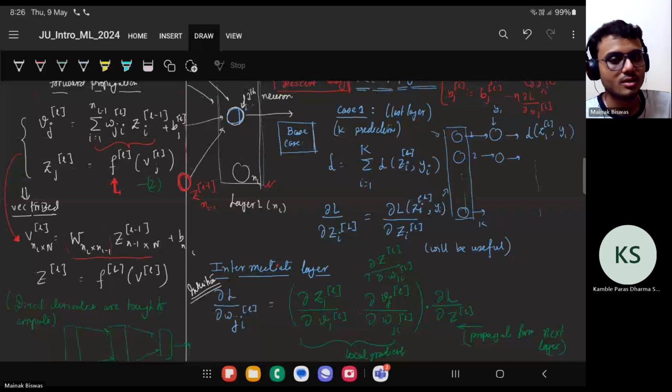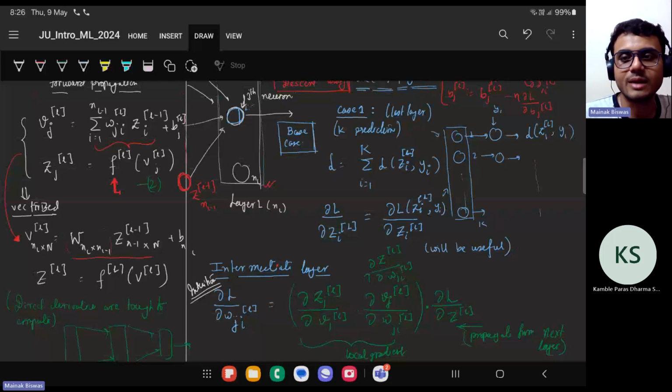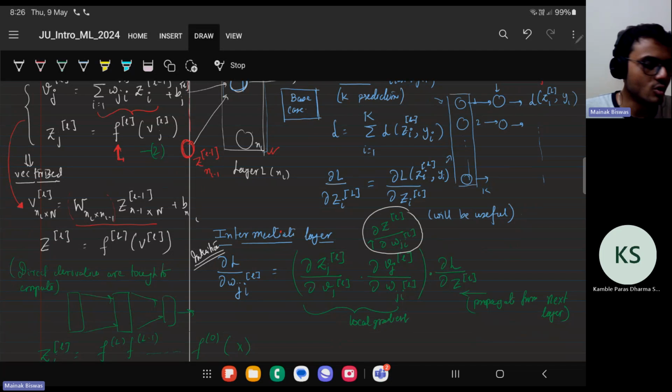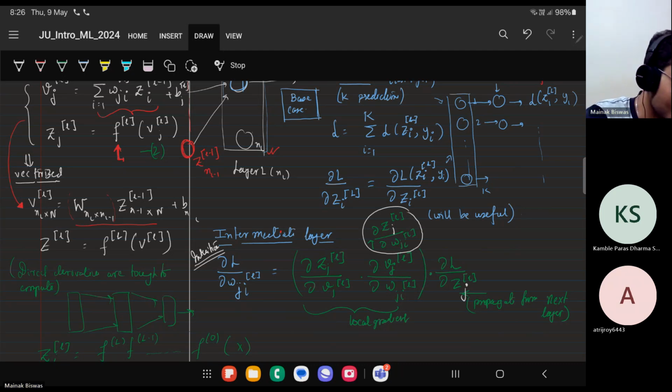Yeah. So the idea is, once you'll be able to get these values, this is nothing but dz dw ji, you will be able to use the next layer's output directly, because that's what you'll be transferring to this, and simply use that to get the derivative of the wji. But the only problem we are seeing is we need to propagate this backwards.